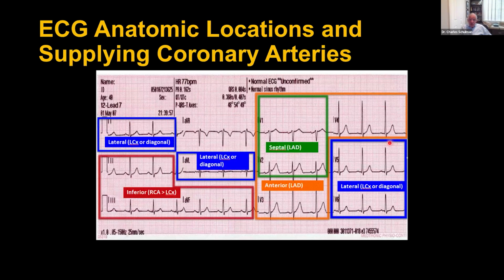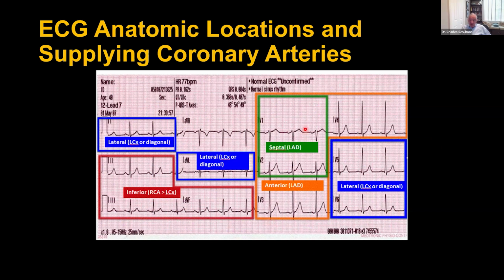And this shows the anatomic locations and the supplying coronary arteries for acute myocardial infarction. So in leads 2, 3, and AVF, this is an inferior infarction. Most likely the right coronary more than the left, possibly the left circumflex, but likely the right coronary artery.